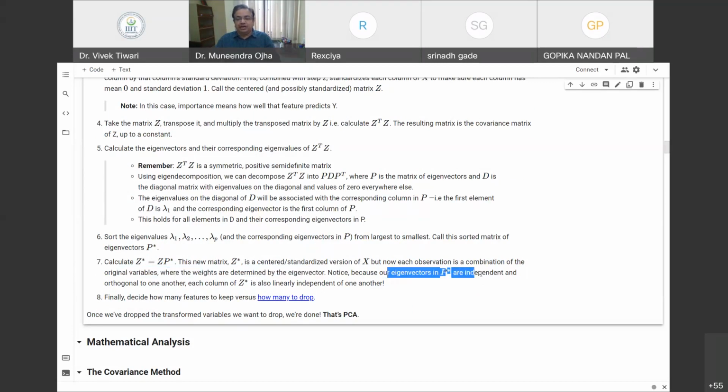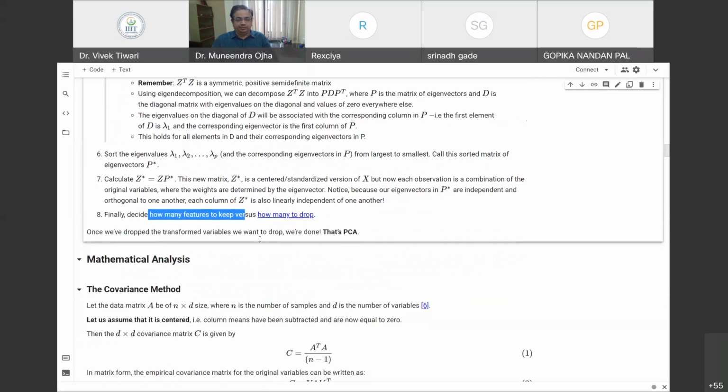Since eigenvectors are independent and orthogonal to one another, the columns of Z star are also linearly independent of one another. Then finally, you may decide how many columns to drop, and those columns you can drop. How do you decide? We have some ways to decide how many and which ones to drop.